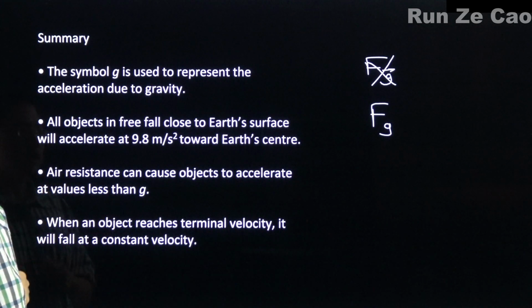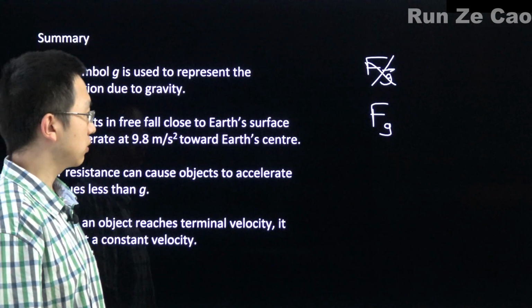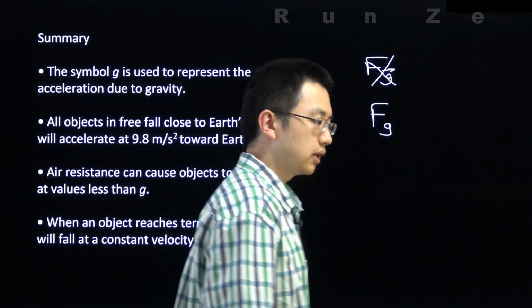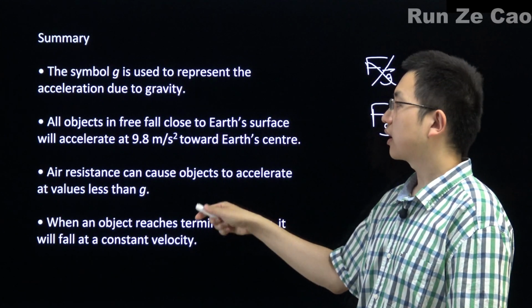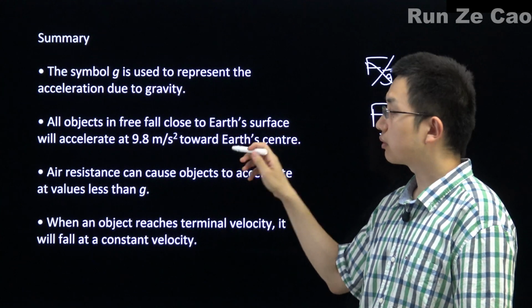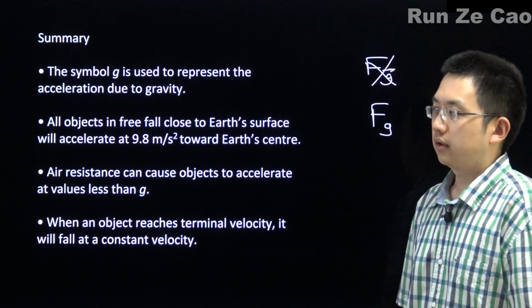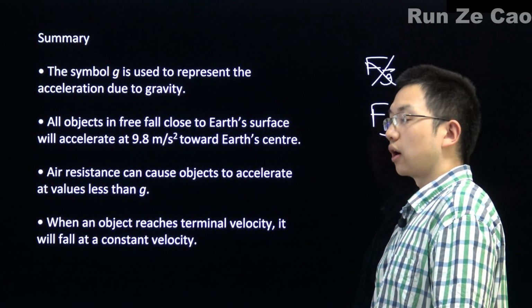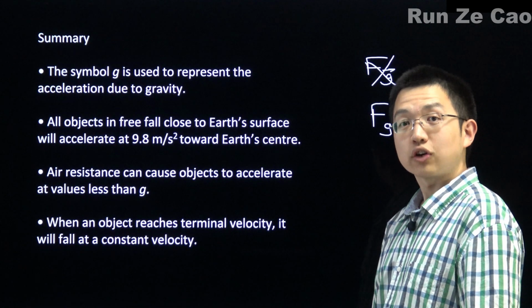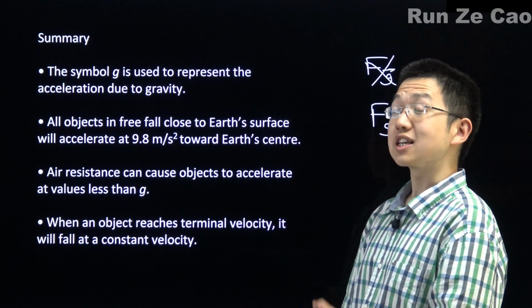Now, all objects in free fall close to Earth's surface will accelerate at 9.8 meters per second squared toward Earth's center. If you don't tack on the direction, you can say that g, without the symbol, equals 9.8 meters per second squared. Some areas don't require you to put the symbol on g at all, as long as you make it clear that you're actually talking about gravity instead of a variable a, b, c, d, e, f, g.